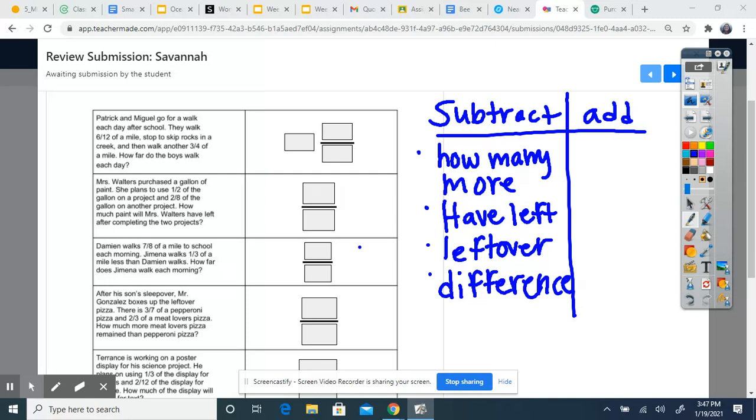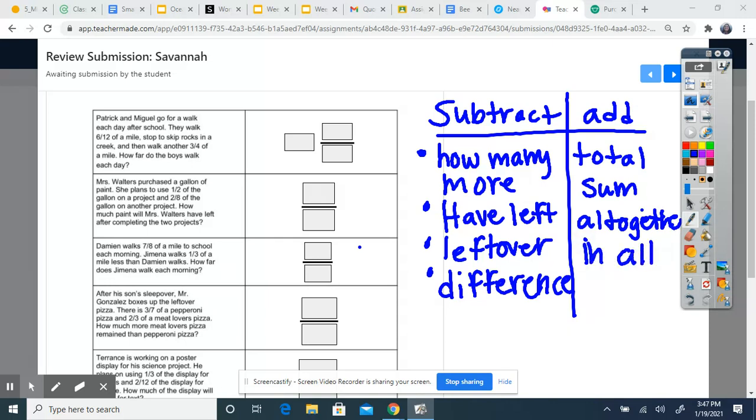So you need to look for these words in a word problem to know if you're going to subtract or add. So some words for add would be total, sum, altogether, and all. So these words would tell you if you're going to add.